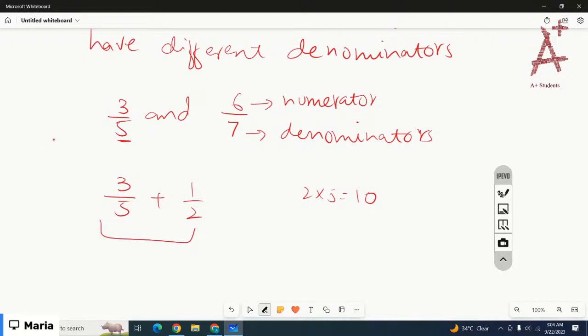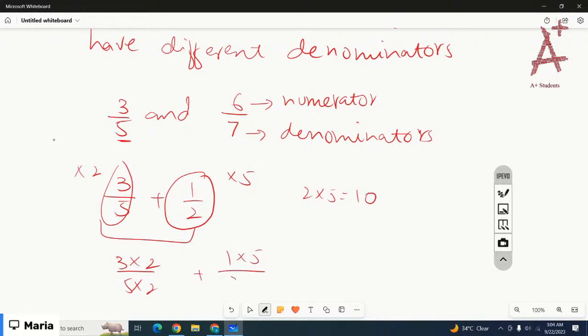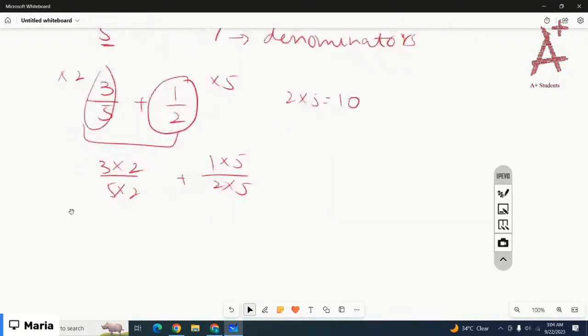How do you make that? Here the denominator is 5, and 5 times 2 makes 10, so you have to multiply this fraction by 2. Here you have 1 over 2, and 2 times 5 makes 10, so you have to multiply this fraction by 5. You do 3 times 2 divided by 5 times 2, and 1 times 5 divided by 2 times 5. So 3 times 2 is 6 over 10 and 5 times 1 is 5 over 10. Now they have like denominators. You simply add their numerators: 6 plus 5 makes 11 over 10.